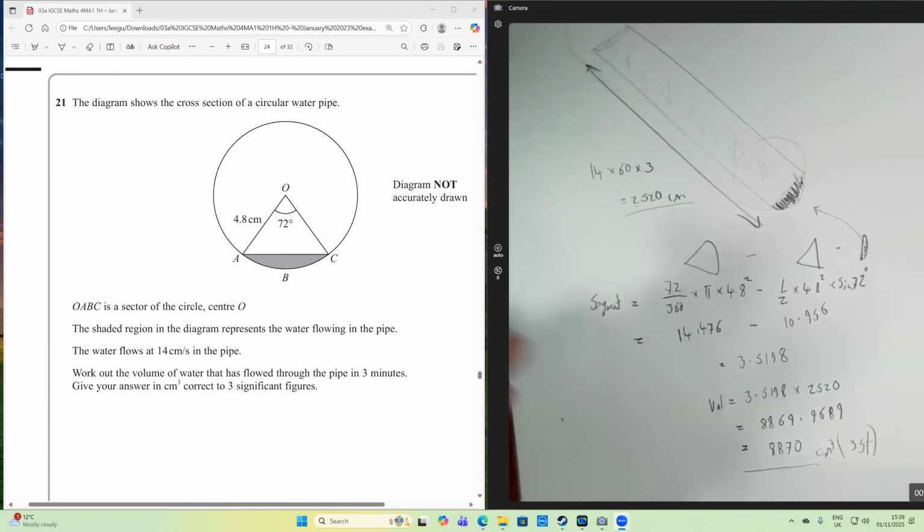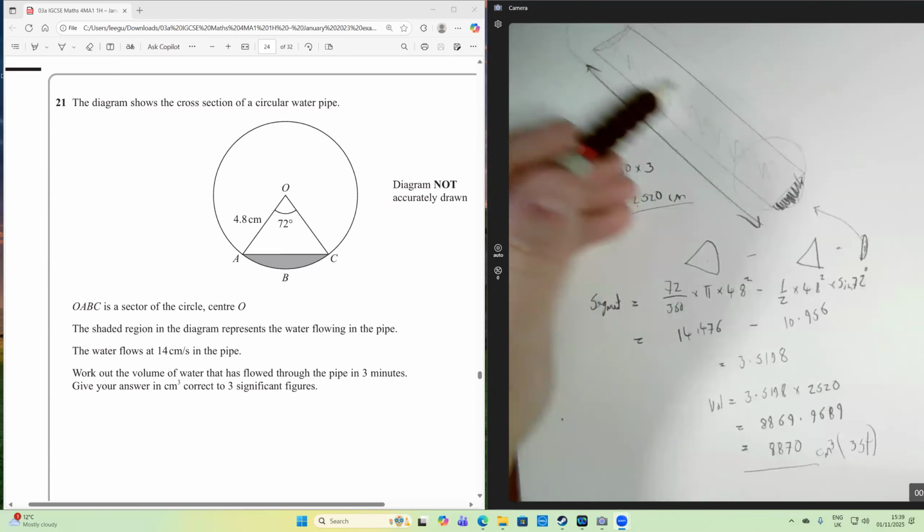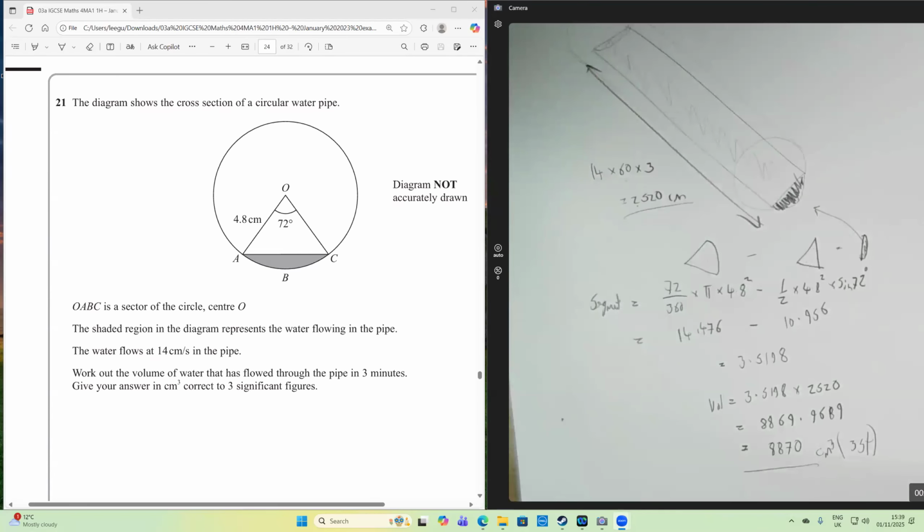I hope you found that helpful. The key to that question was visualizing that this is in fact a cylinder. That was the tricky part there, I think.